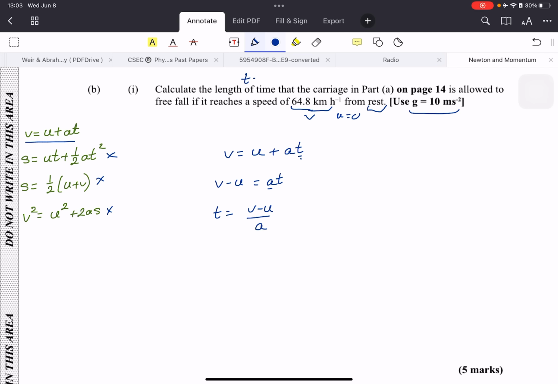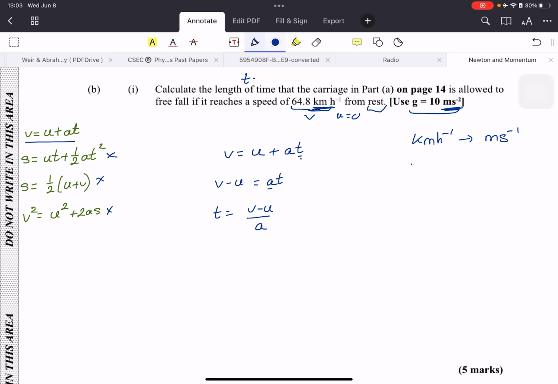Now, very important here is that your a, acceleration, is in meters per second squared, but your velocity is in kilometers an hour. And we can't have that, all right? We cannot have that. So we need to change kilometers per hour to meters per second, right? All our units need to be the same. So how do we do this?